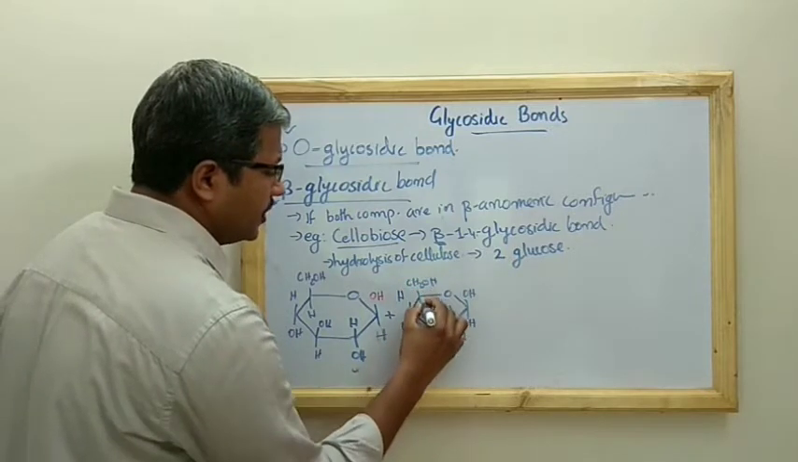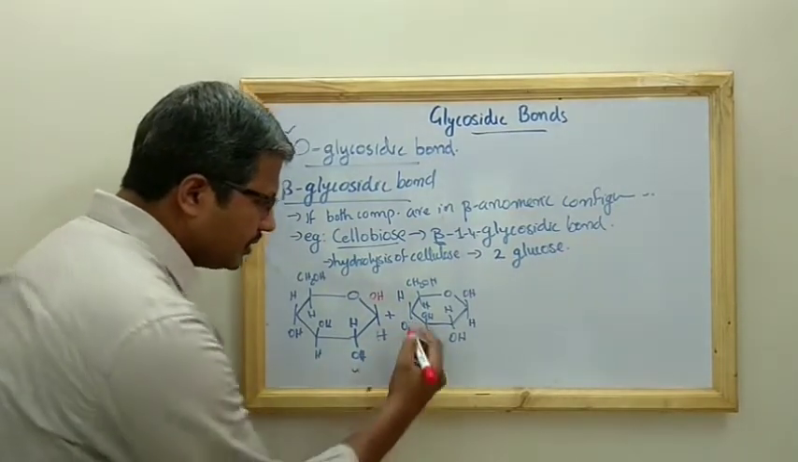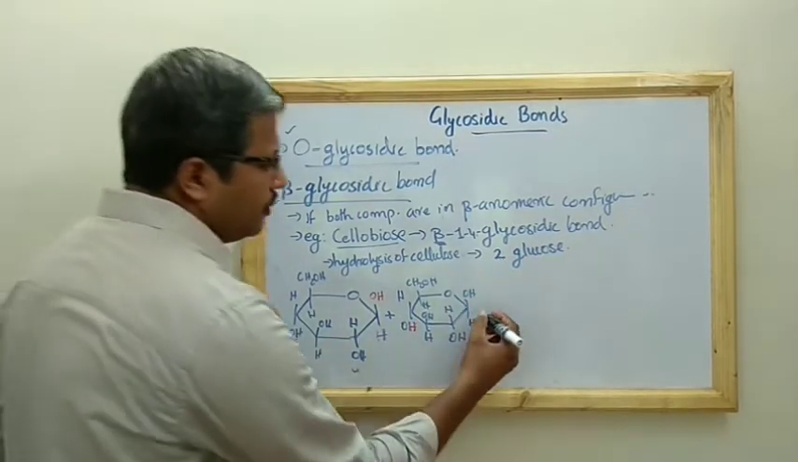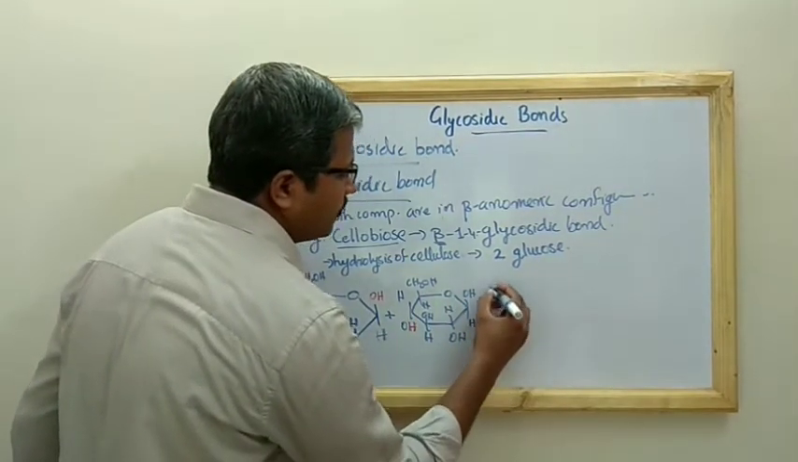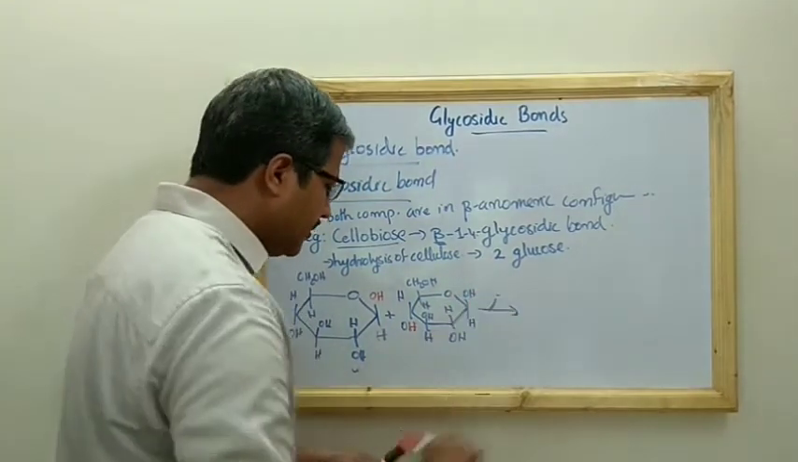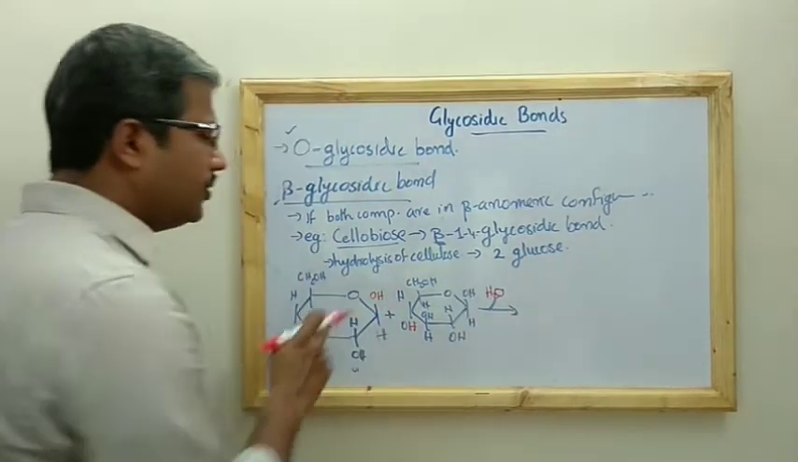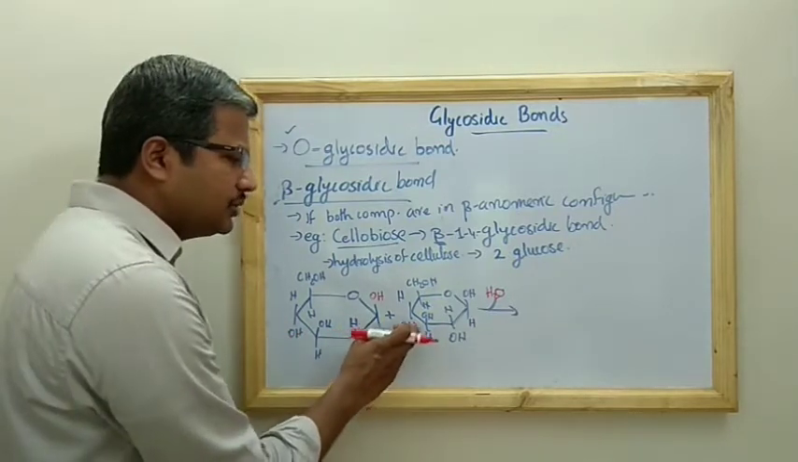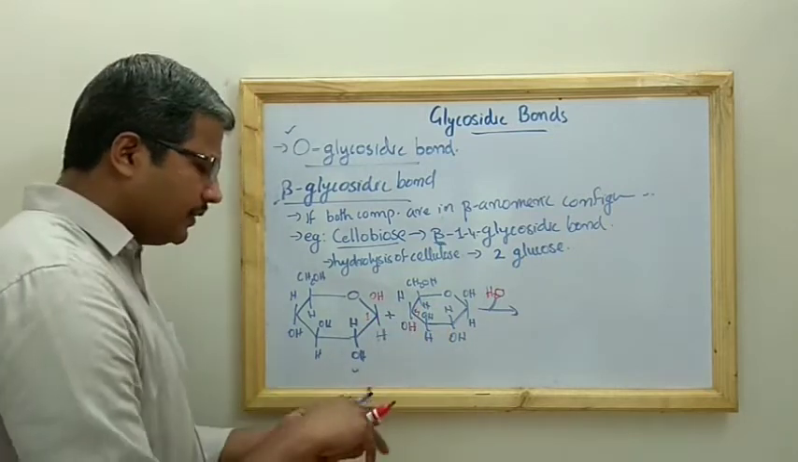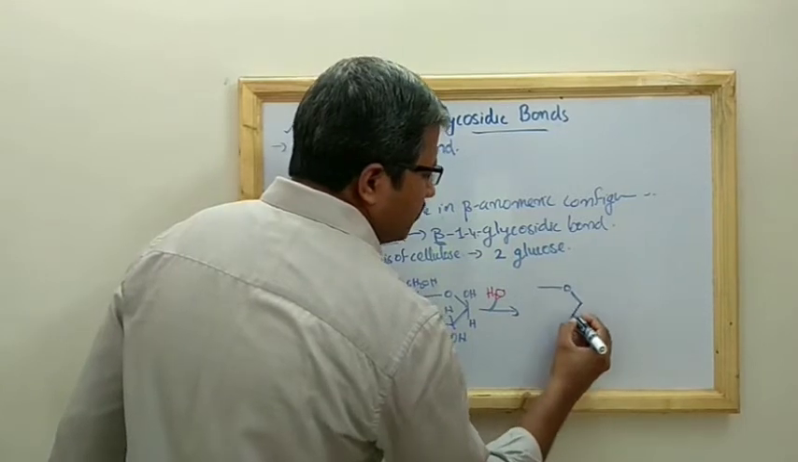CH2OH, H. So here this particular hydrogen will be released. So I am just representing this with the red one. As a result, what will be forming the same way? Water molecules will be released. H2O will be released, and that H2O is nothing but the hydroxyl group of the anomeric carbon and hydrogen from the hydroxyl group of this particular carbon. So this is the first one and this is the fourth carbon. So as a result, the bond will be formed. So I am just drawing the part where the bond is formed.